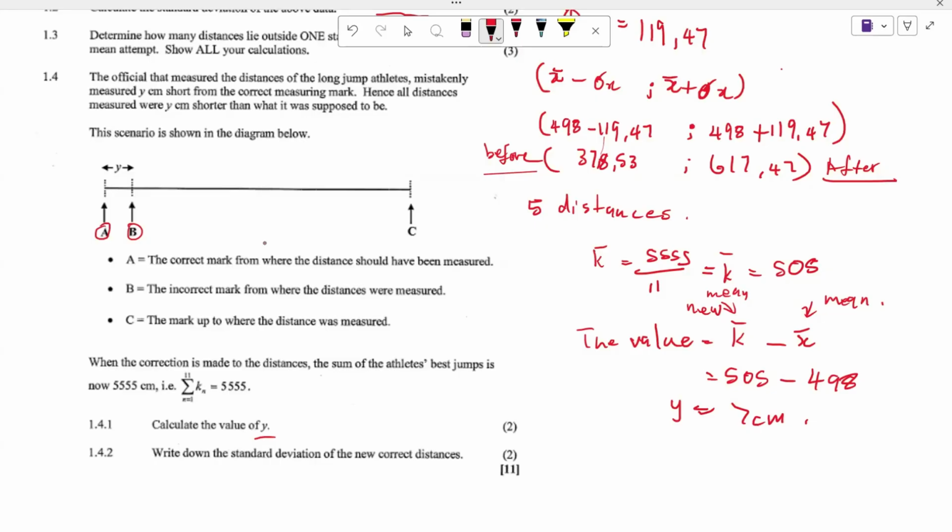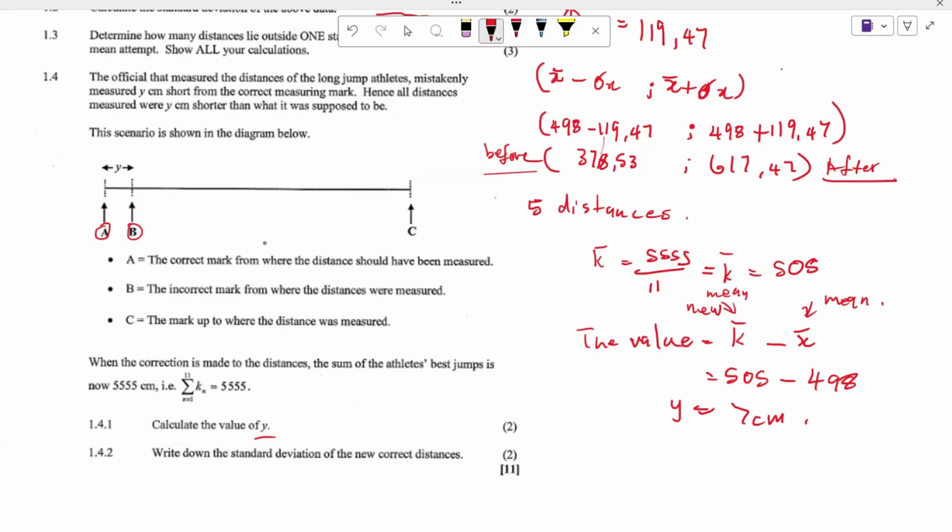Now I want you to take note here. Remember when we are looking at your standard deviation, yes, we know that it also measures our central tendencies, but there are certain things which your standard deviation cannot be affected by altogether. For example, if you look at this particular data, you can identify that all the distances were mistaken. It's not only a few distances or a few athletes, it's all the distances.